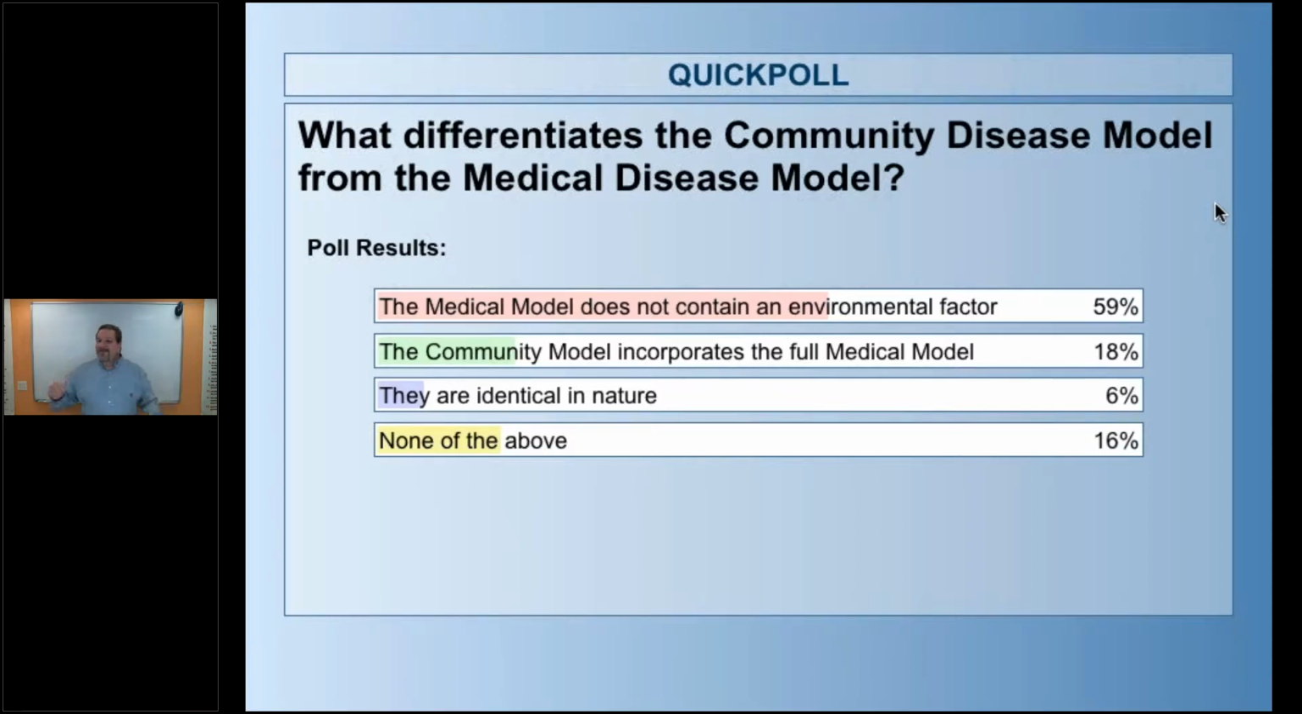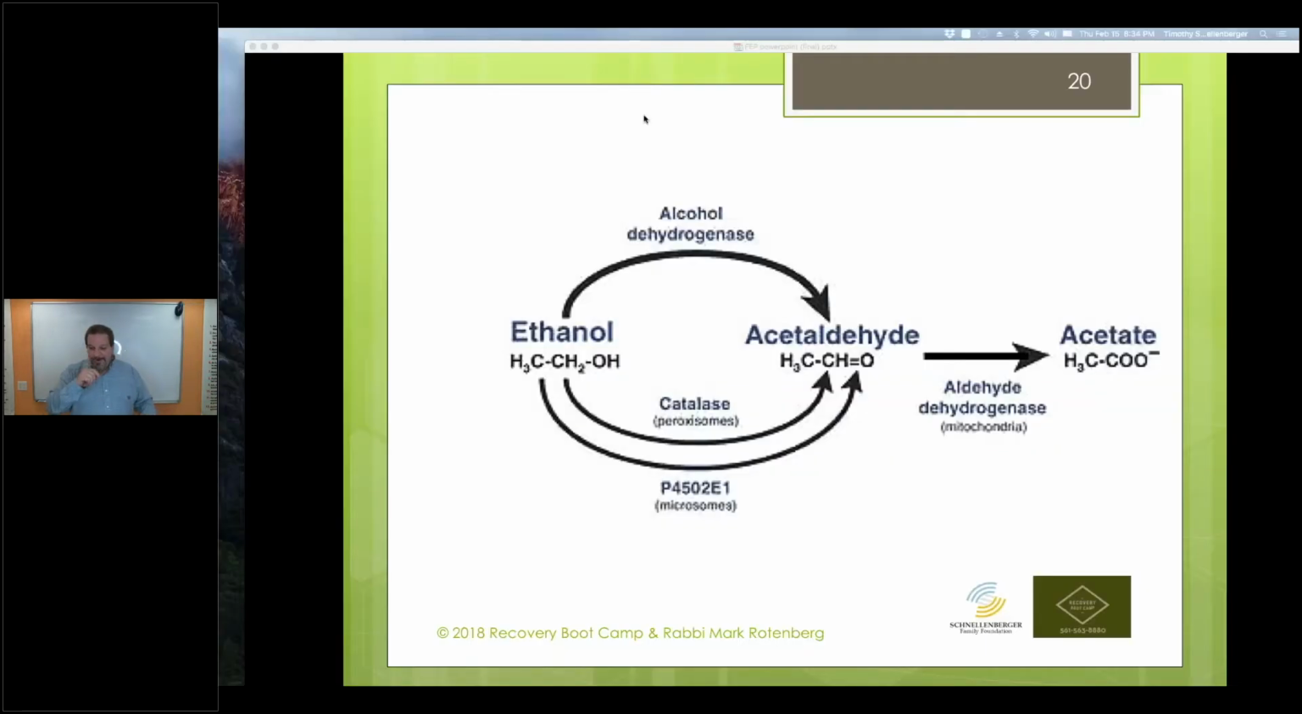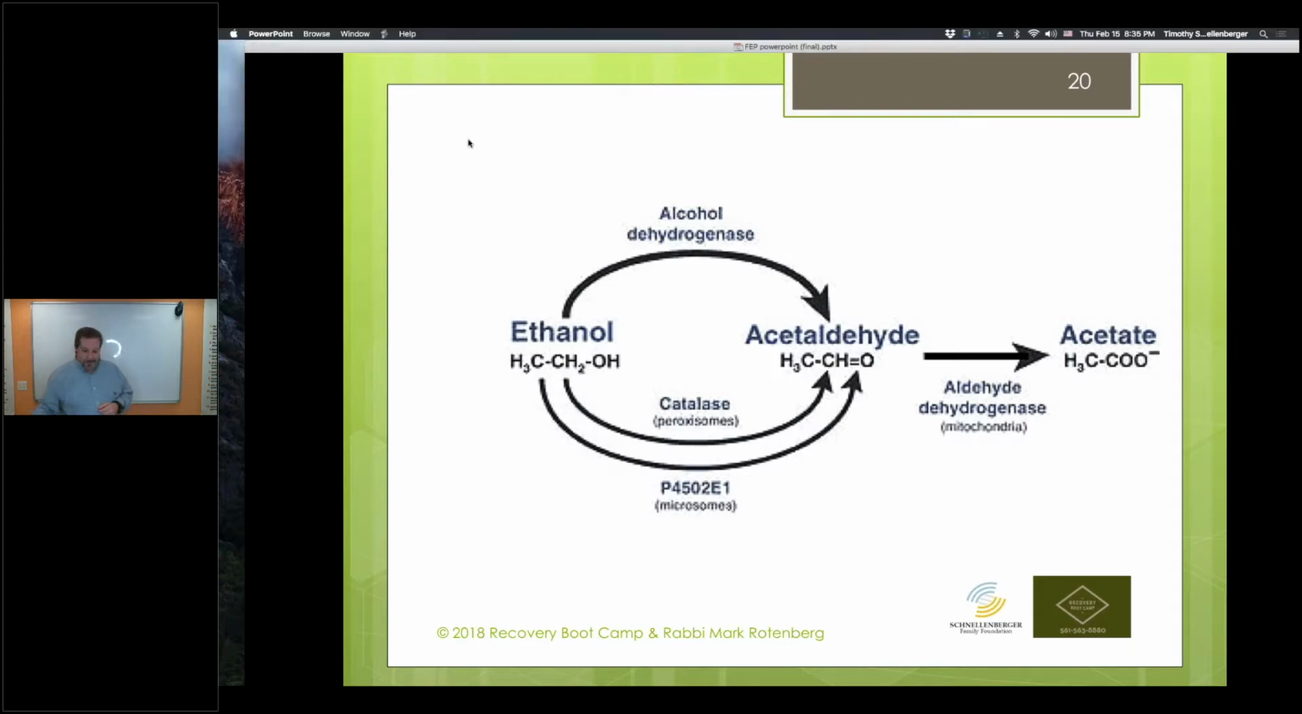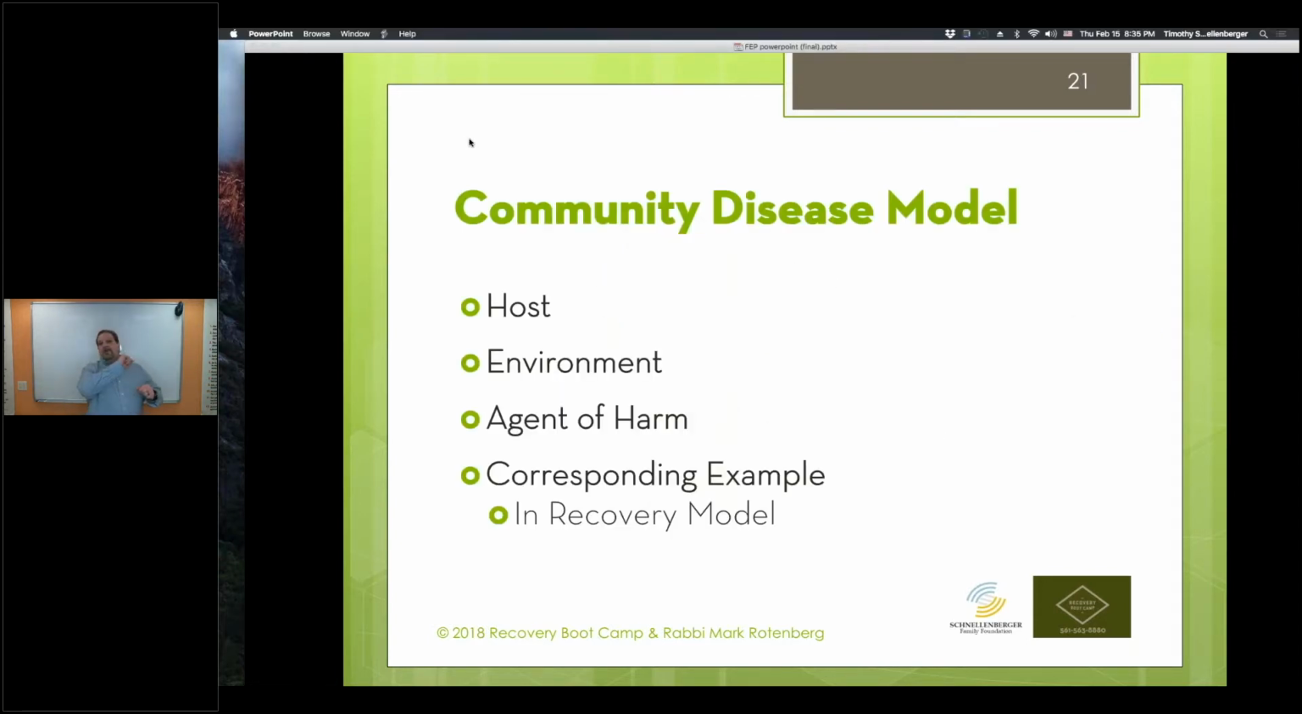The community model does in fact incorporate the entire medical model within it. What it does is it actually condenses it into 2 factorials instead of 3. And we will talk about that. Oops, got to click on the other one. Now, so these are the models. This is the community disease model.